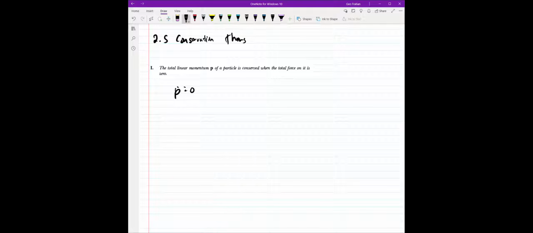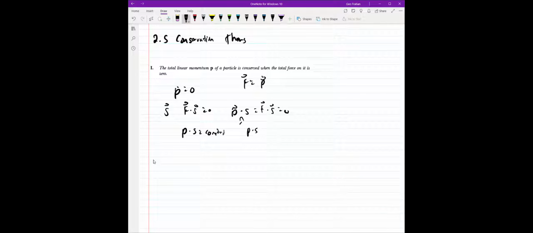In other words, we can say that if we have some constant vector S, if F dot S is equal to 0, independent of time, then P dot S is equal to F dot S, which is equal to 0, because F is equal to P dot from Newton's second law. That tells us that P dot S is equal to a constant if you integrate this equation, right? You integrate this, you get plus C, so it's equal to a constant. But okay, that's linear momentum.